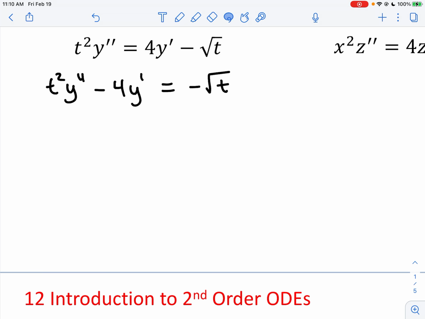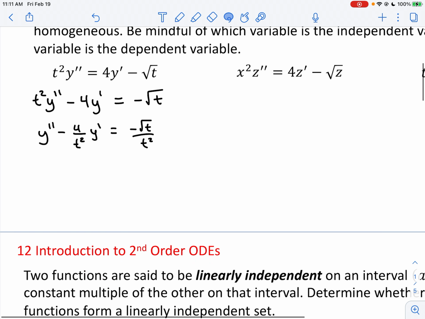The next step would be we want to get the coefficient of y double prime. That looks like a y to the 4th. Let me make sure that looks like a y double prime. We want the coefficient of y double prime to be 1. So we want to divide everything by t squared next. So we have y double prime minus 4 over t squared times y prime is equal to negative radical t over t squared. And now we have the desired form.